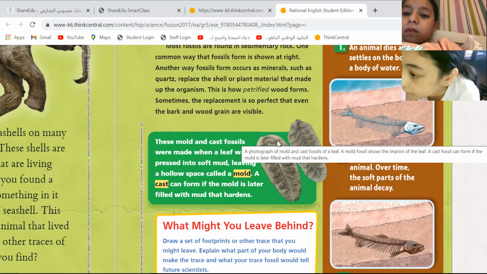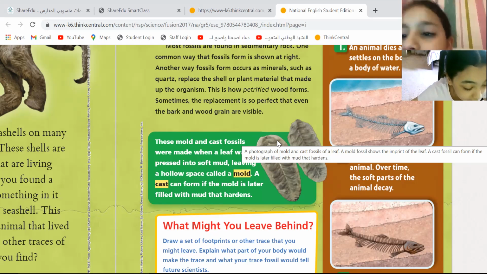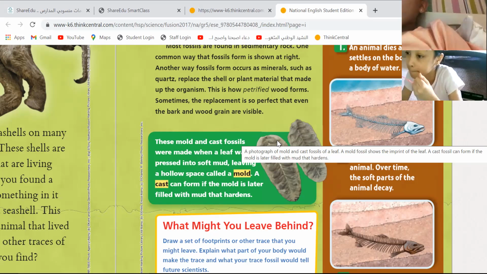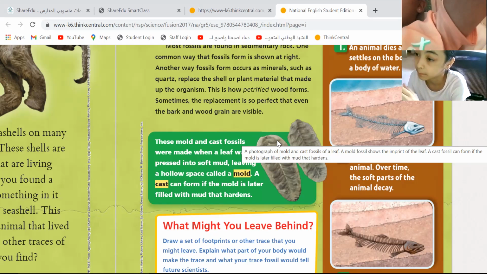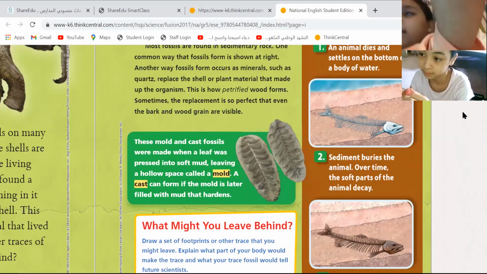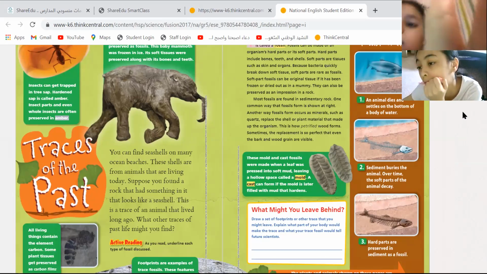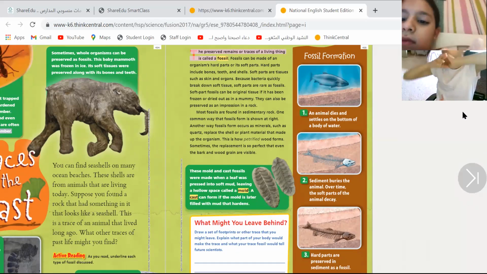So later it was filled with mud that can be hardened, and it took the shape of what? The leaf. This we call a cast. So what do we call it when it fills up with the shape? Cast. Yes, like the leaf. Like a cast when your leg is broken. Yes, excellent. Now I want you to figure out the fossil formation.